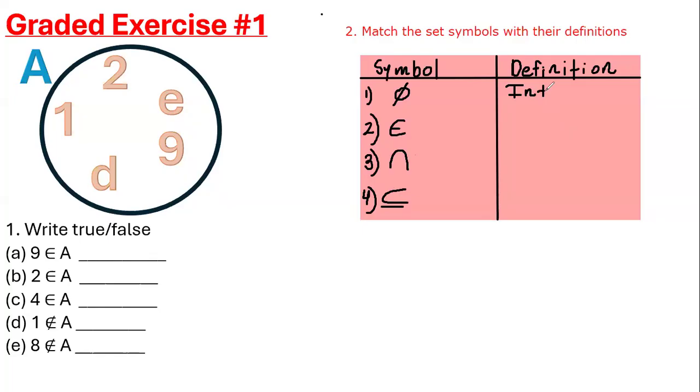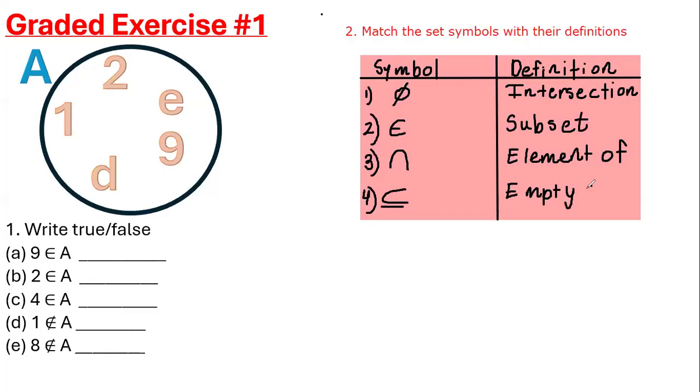This is going to be intersection. This is going to be subset. This is going to be element of. Element of. And then finally, this one is going to be, let's say, empty set. Empty or null? Okay, cool.